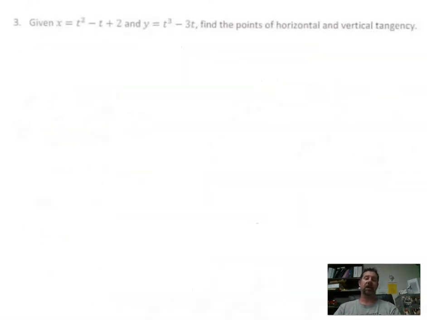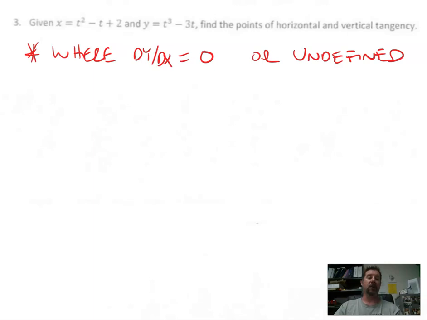All right, next one here. Given our parametric function x equals t squared minus t plus 2 and y equals t cubed minus 3t, we want to find the points of horizontal and vertical tangency. All right? So if we're looking for horizontal and vertical tangency, that's where the slope is going to equal 0 or is undefined. We know that a horizontal tangent would have 0 slope, and then we know the vertical tangent, the slope would be undefined.